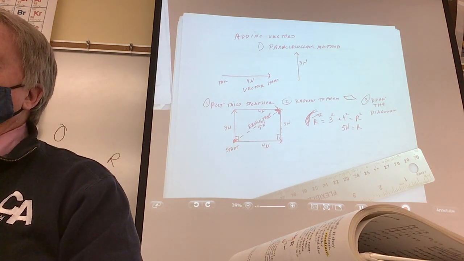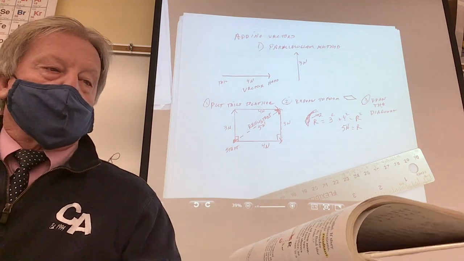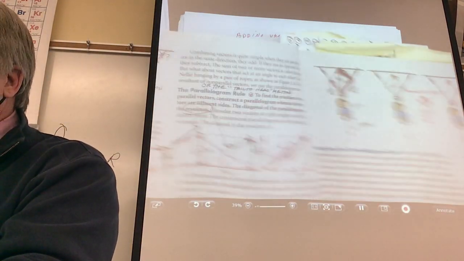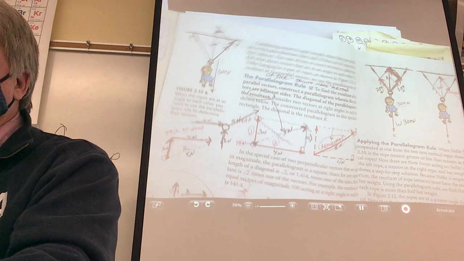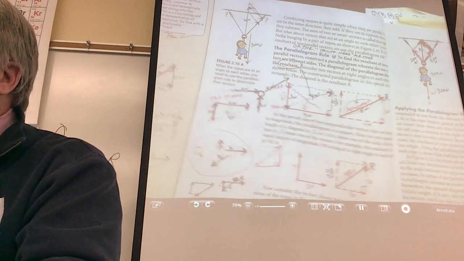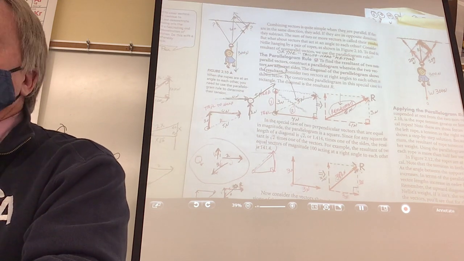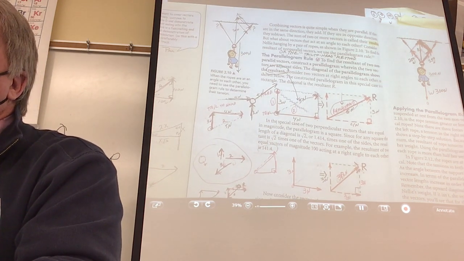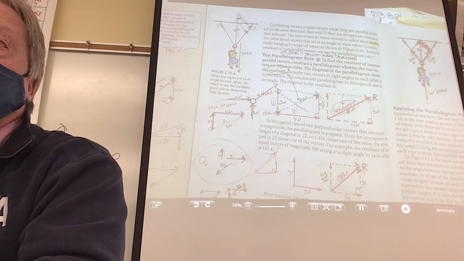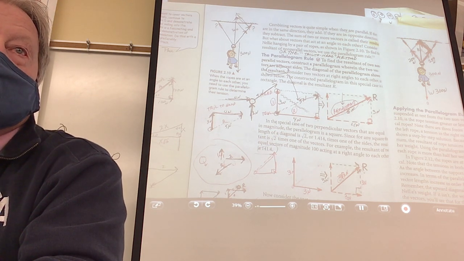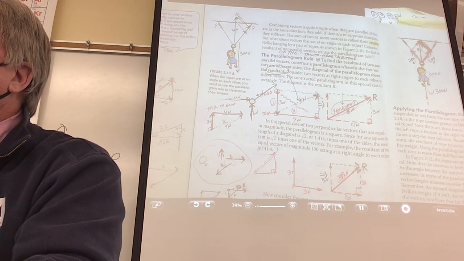Now this is called the parallelogram method, and what I want to show you is, I'll show you in a book how the author would have done this. And I'll tell you the biggest mistake that people make, because right now some of you are thinking, this is so simple. It will get more difficult, but be careful about thinking it's simple.